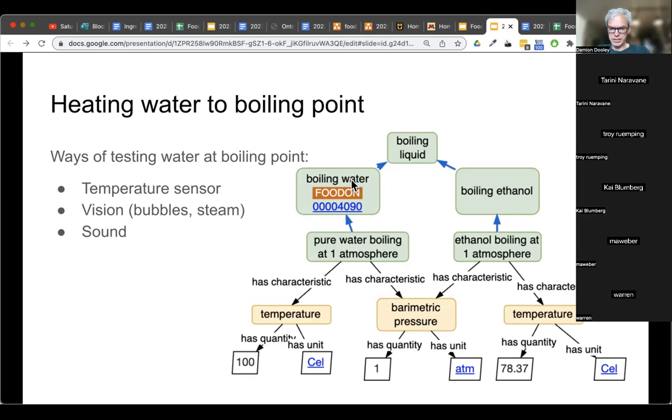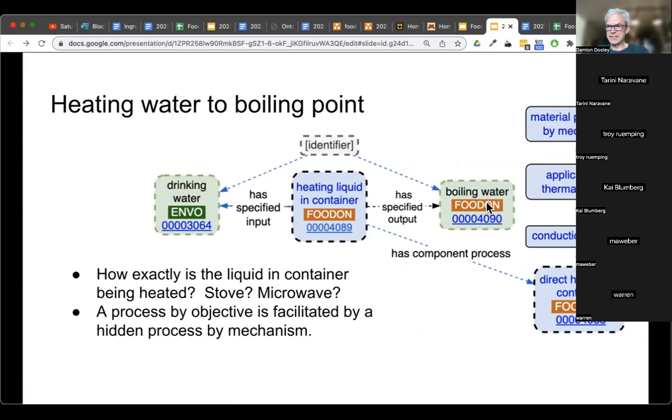So this boiling water can be used as an objective to state where you're headed with your process. And so starting with drinking water, heating liquid in container, and having boiling water as the stated output is a way of expressing that you want to heat some water to boiling point. And then the different ways of getting there, such as direct heating of the container.